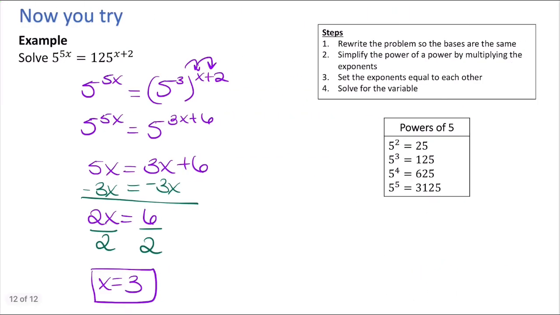Here, once again, we're going to use our powers chart, and that tells us that 125 is 5 to the 3rd. So that means we have 5 to the 5x equals 5 to the 3rd to the x plus 2. Once again, like we did in the previous problem, we're going to multiply those exponents, so we have 5 to the 5x equals 5 to the 3x plus 6. So we have 5x equals 3x plus 6. Just solve by subtracting 3x from both sides. So we get 2x equals 6. Divide both sides by 2, and we get x equals 3.